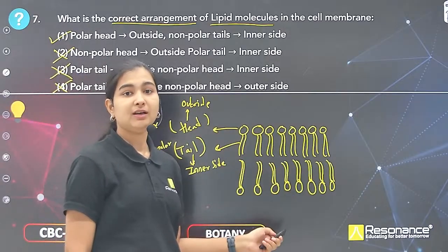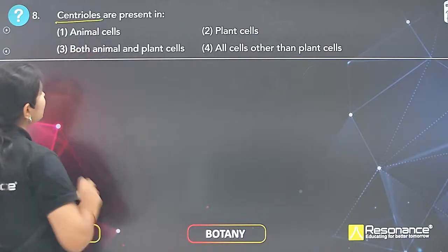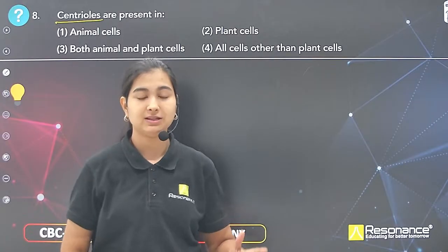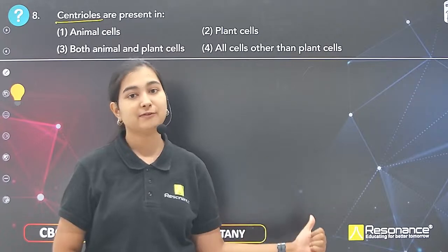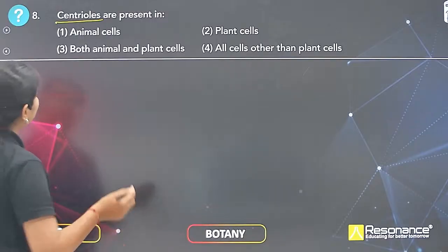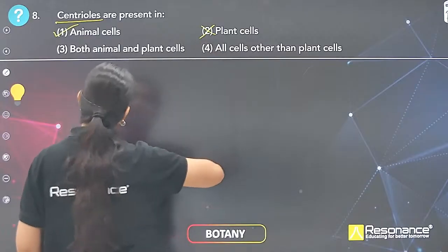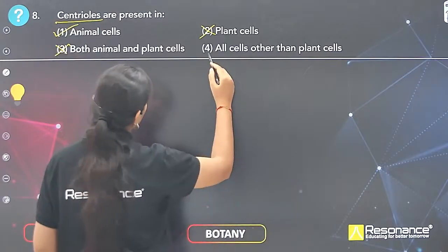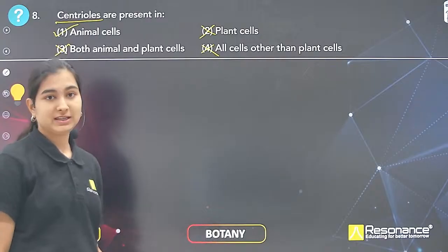Yeah. Next, the centrioles are present in. Now the cell organelle, the centrioles. Now if you remember differences between the plant cell and the animal cell, then this question is very easy for you, right? So they are saying centrioles are present in a specific cell. We all know that the centrioles are present in the animal cell. They are not present in the plant cell. They are not present in the animal and the plant cell. They are not present in both. They are not present in all cells other than the plant cell. Okay, so it's also a very easy question.